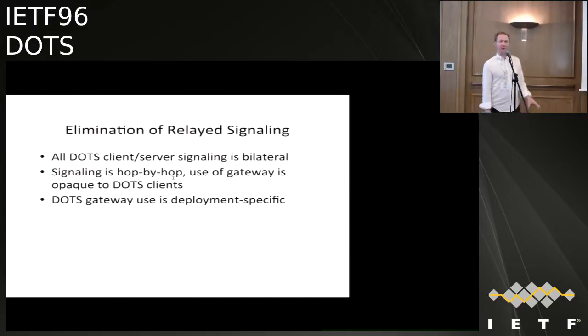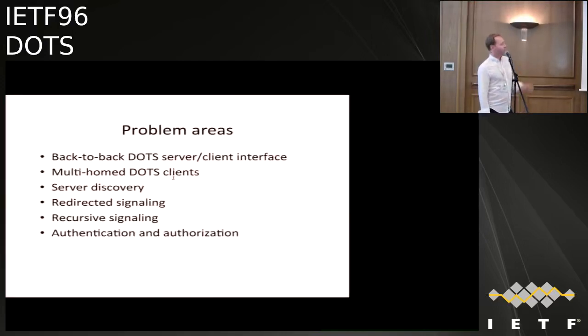We do cover some cases where we are aggregating signals from downstream DOTS clients. So the gateway reoriginates the DOTS signaling, may group them together, or it may be used as a bridge between, for example, TCP connections with downstream DOTS clients and UDP connections with upstream DOTS servers. Next slide. Here are the problem areas we've identified.